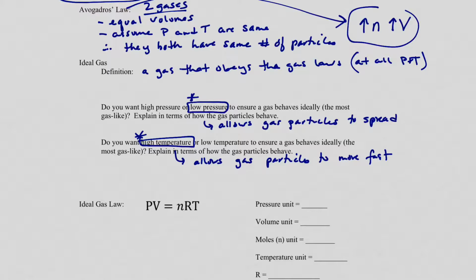If you had a gas at the opposite of those, high pressure and low temperature, so cold and under a lot of pressure, well, that's going to force the particles to slow down and get close to one another. And in that case, you're not going to have a gas, you're going to have a liquid. So you can think about it that way, and maybe it might make some sense.